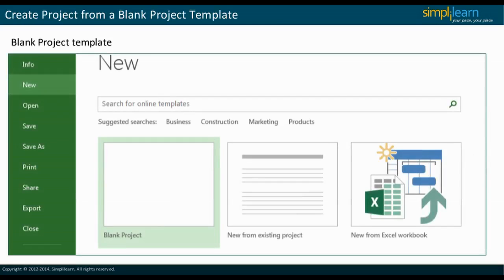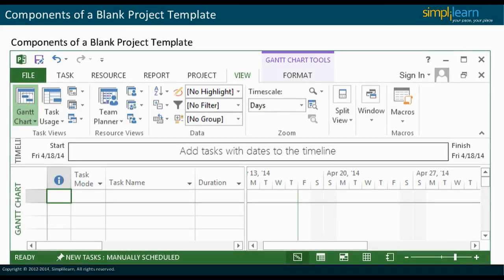A new project can be initiated in Microsoft Project 2013 by creating a blank project and then adding project details into it. The highlighted section on the screenshot is the blank project template, which you can use to create a project. In the next slide, let us explore the important components of a blank project template. The important components of a blank project template are shown here.